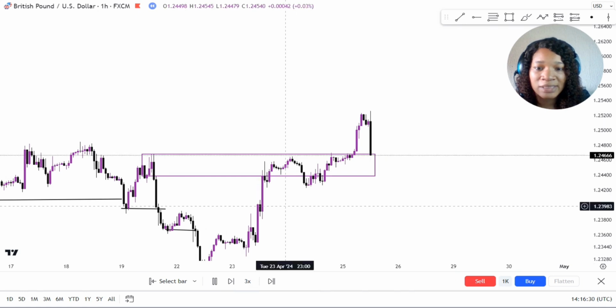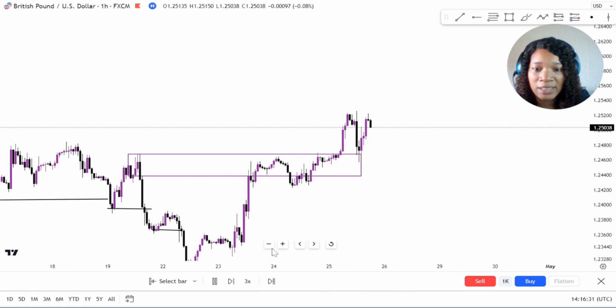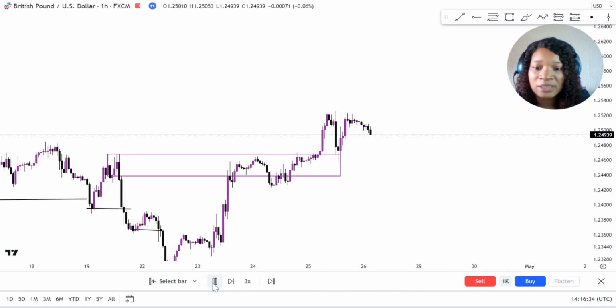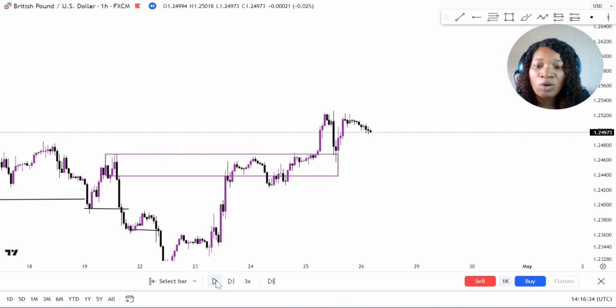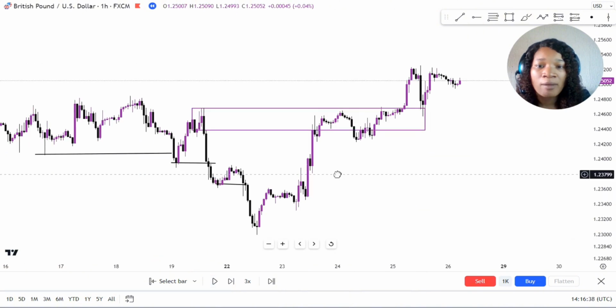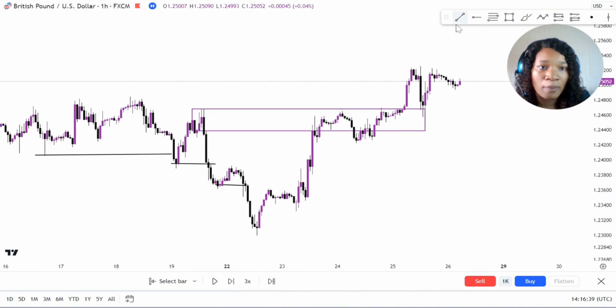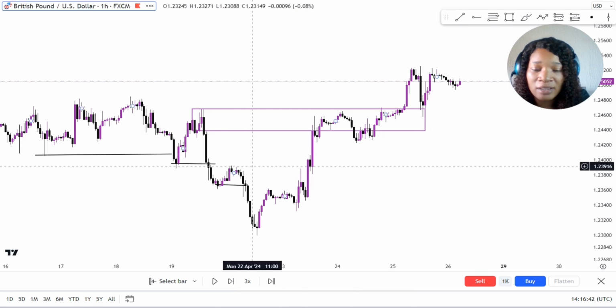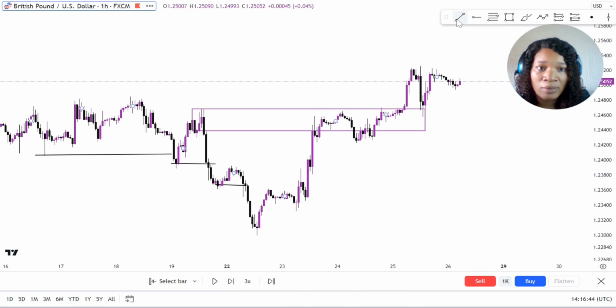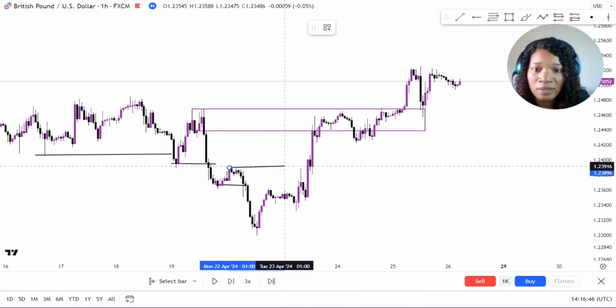So you can see a change of character right there, and from there onwards what we should be looking for is a buy opportunity, because here, right here, all right, it's a change of character.